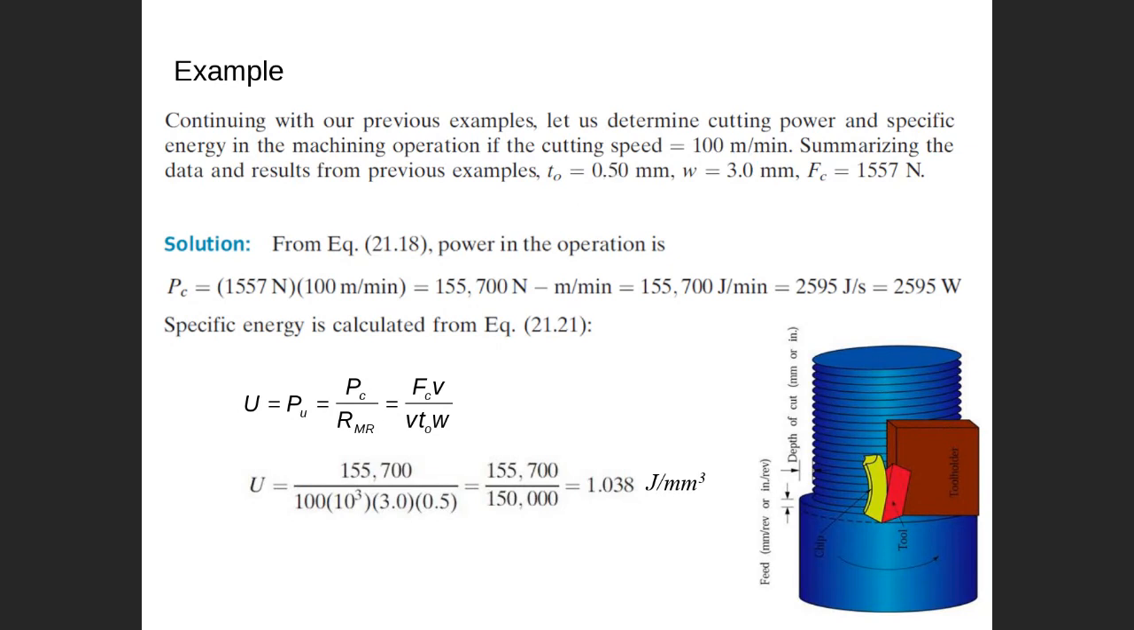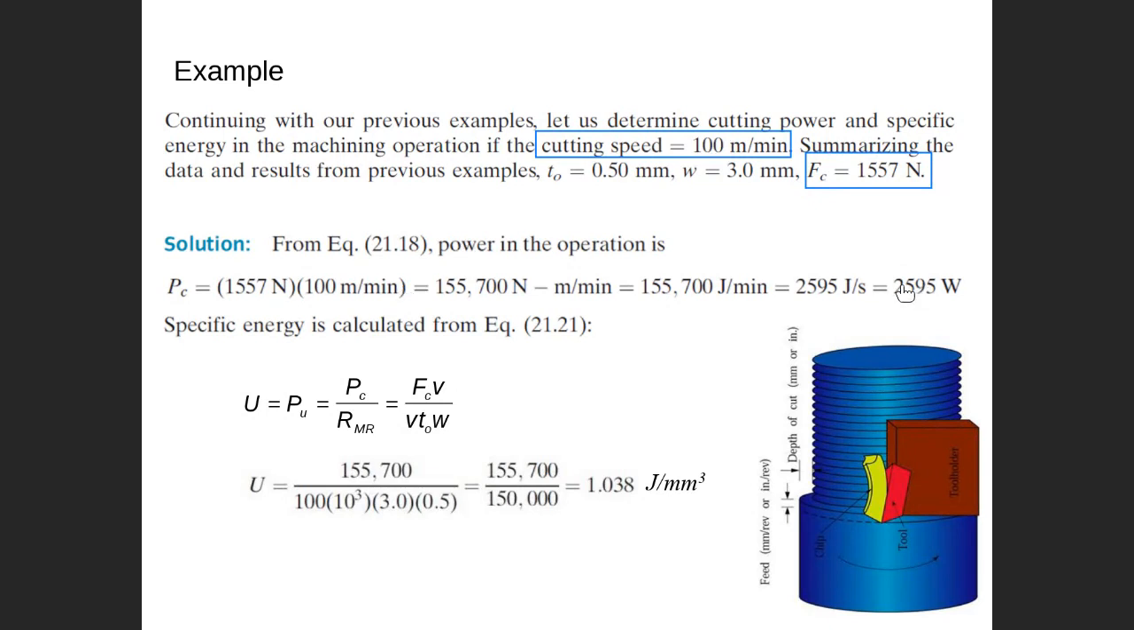This is the cutting speed, right? This is the FC. FC times V is a power. So we need the power. Power equals FC multiplied by V. So the first question, what is the power? Give me the cutting speed and give me FC. FC multiplied by V, and you get the power.